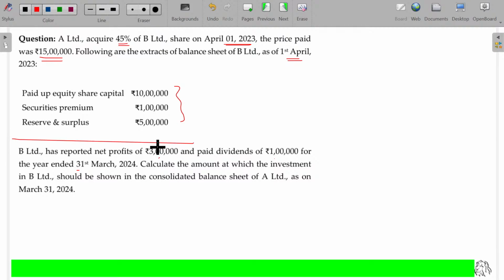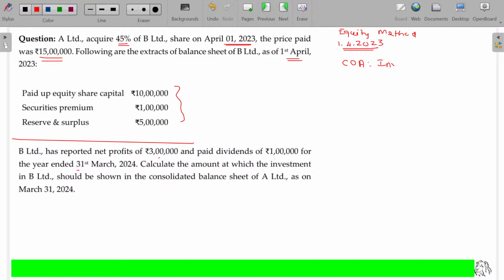Now, this is as on the date of acquisition. Let's first find out what value you are going to show as your cost of acquisition in your books. On the date of acquisition, 1/4/2023, I'm going to follow the equity method.